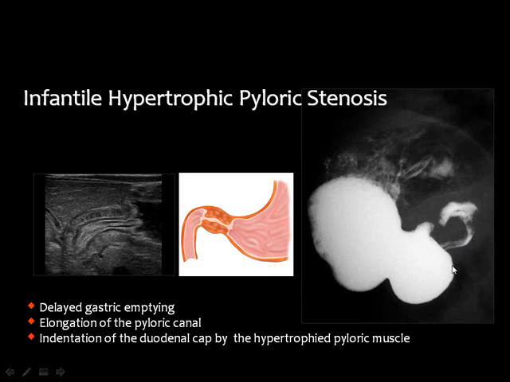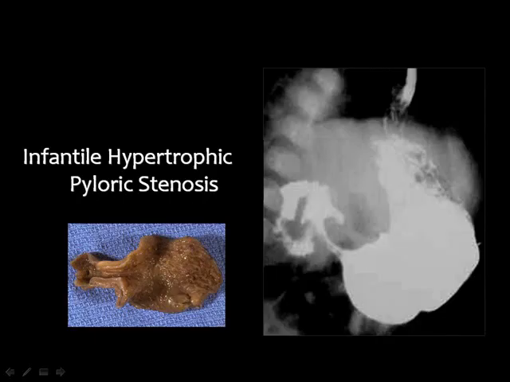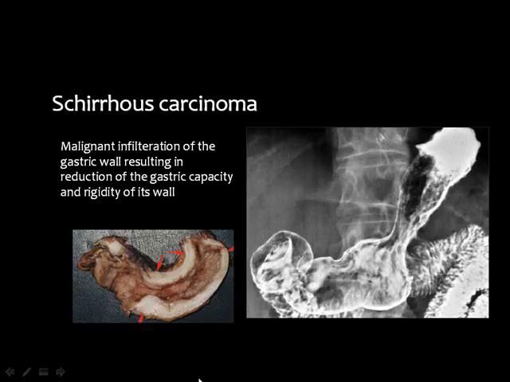And this is reflected on the barium study by a narrow track corresponding to the pyloric canal and proximal dilatation of the stomach. This particular disease can be easily diagnosed by ultrasound, as you can see, and you can measure the thickness of the hypertrophied muscle as well as the length of the pyloric canal. And this is another example of hypertrophic pyloric stenosis with narrowing of the pylorus, distension of the stomach, and this is the gross specimen of the same case.